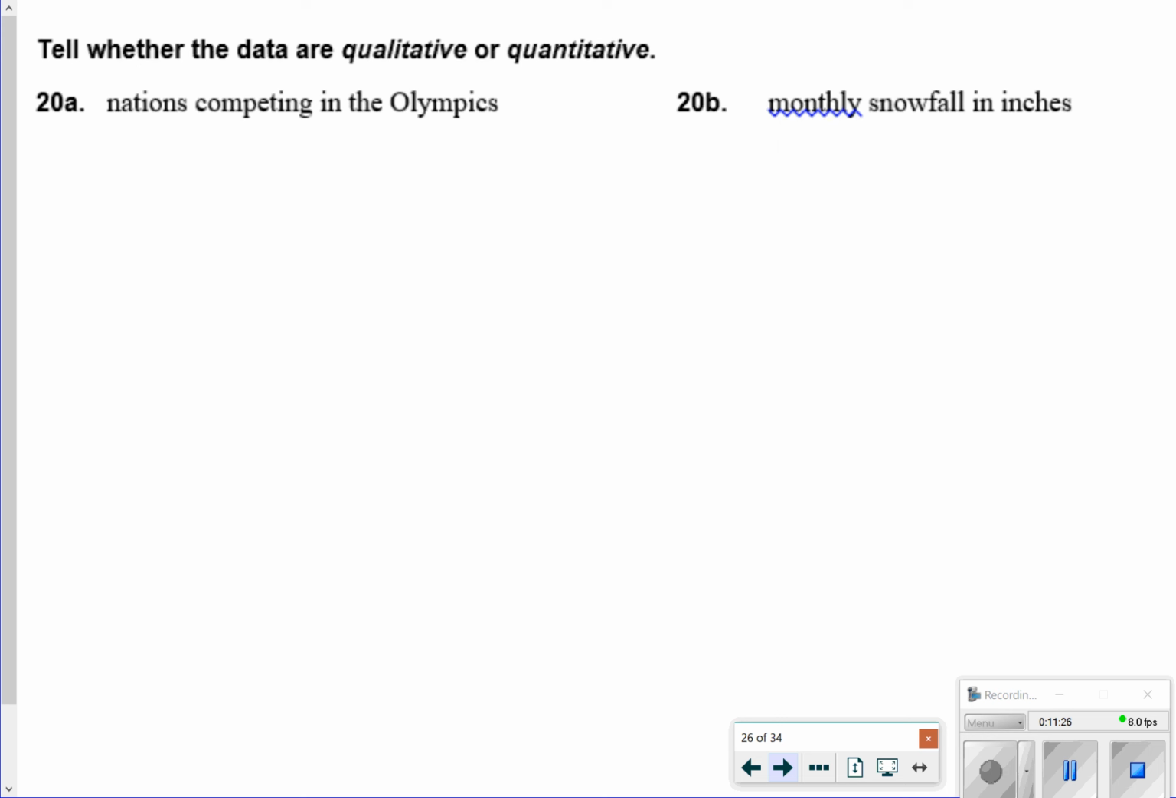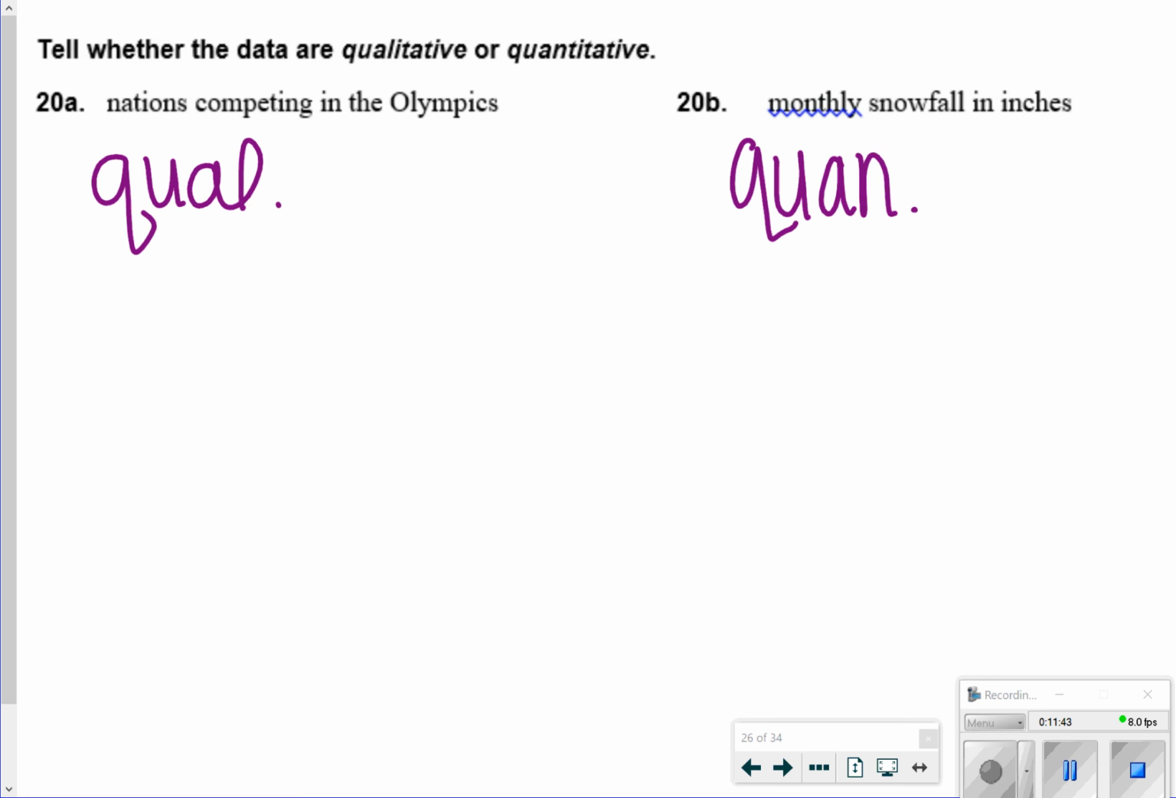For number 20, we're just going to determine if these are qualitative or quantitative. The nations competing in the Olympics, that would be qualitative because it's a non-numerical value. We're not comparing, just labeling. Monthly snowfalls in inches, though, that is quantitative because we are talking about number and how many inches of snow we get each month.